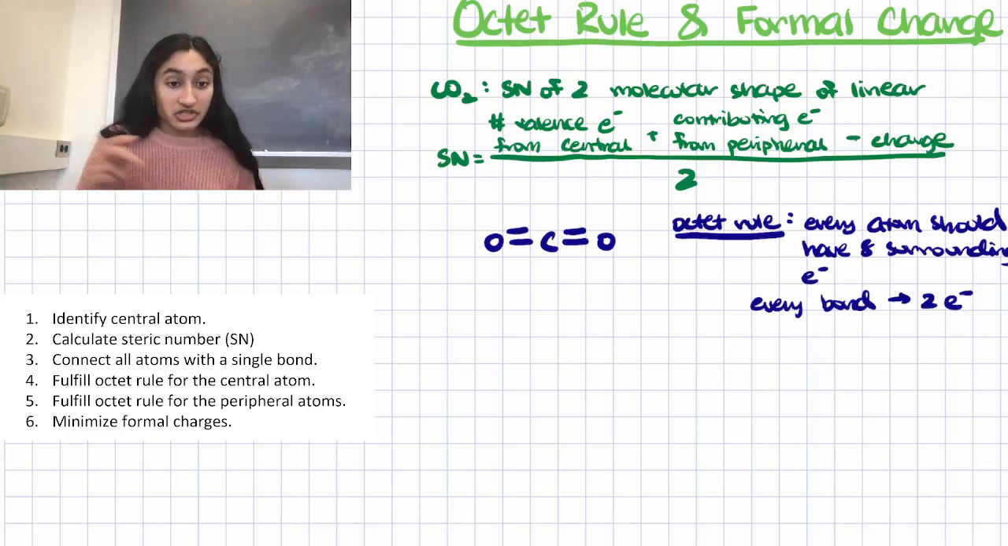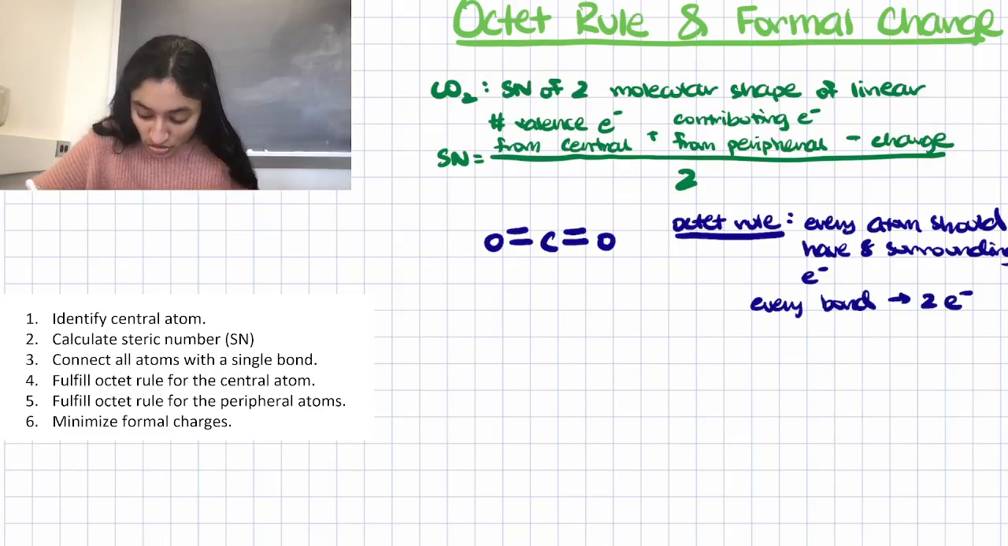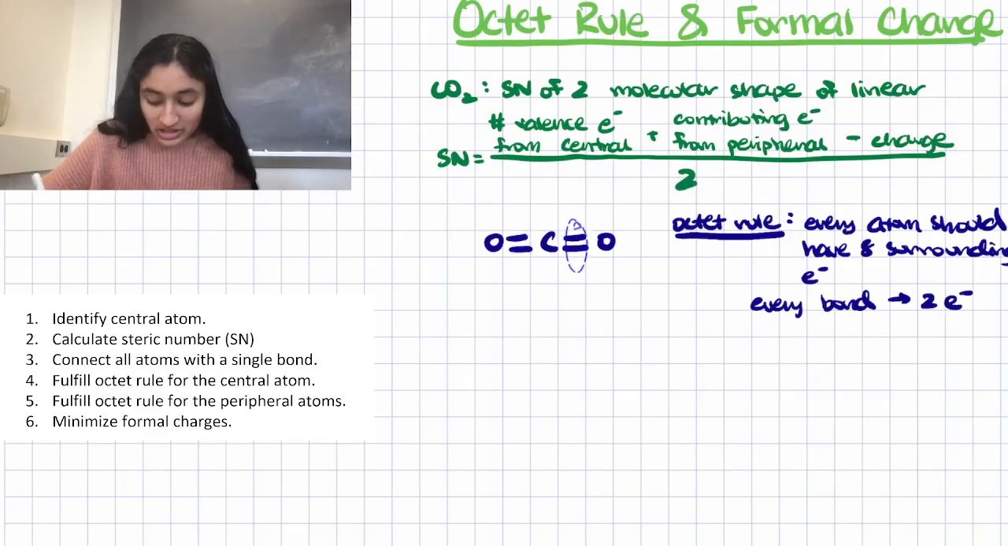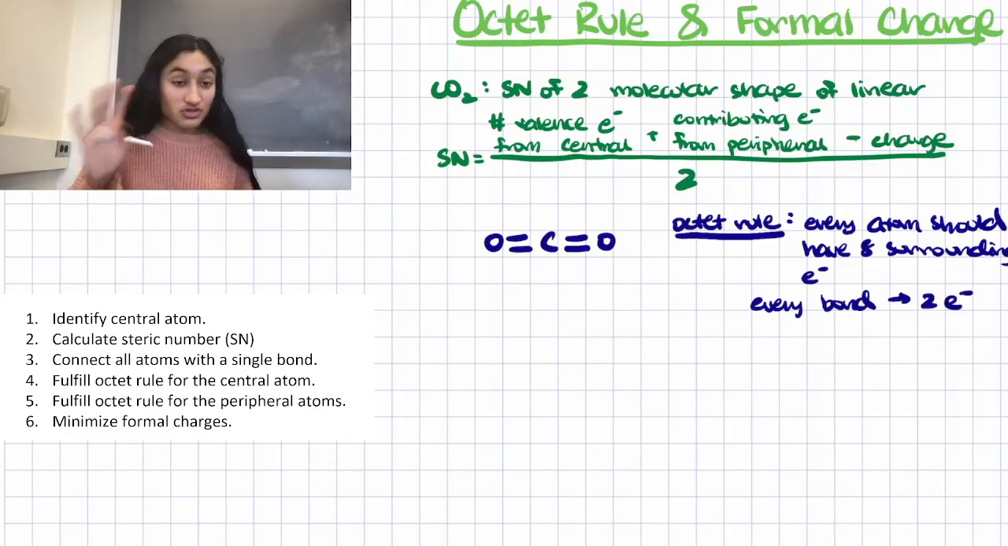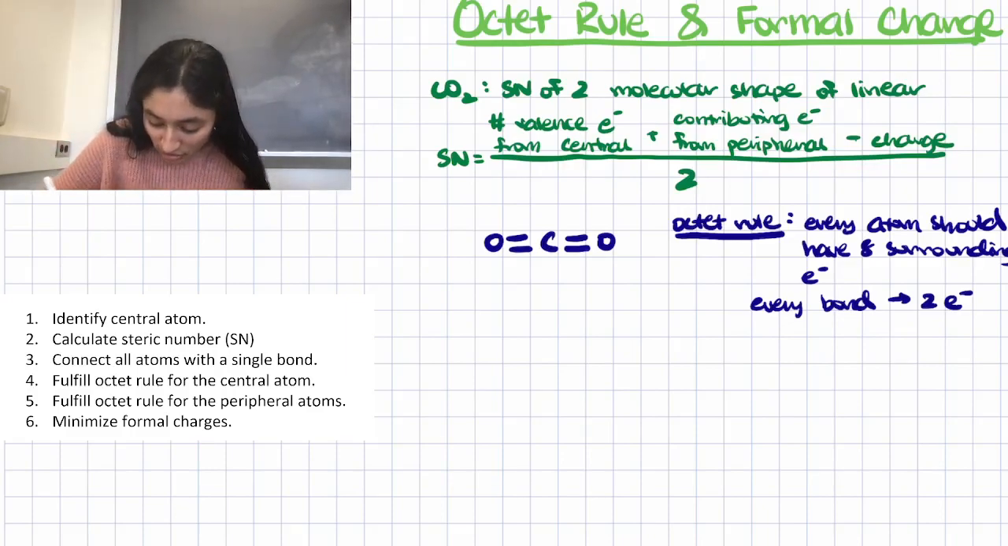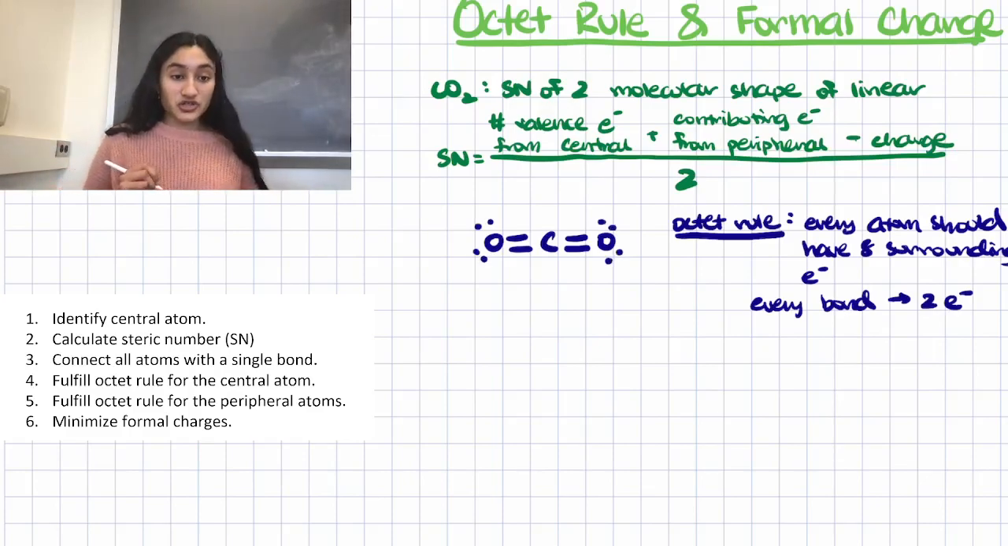Now that we've fulfilled the octet rule for the central atom, we can move to step 5, which is fulfilling the octet rule for the peripheral atoms. So each of the oxygens only has 2 bonds to the carbon. So each of the oxygens has just 4 electrons total, and we need to get it up to 8. So we're going to do this by adding lone electron pairs around both of the oxygens until they have 8 electrons total. We've now fulfilled step 5. And then step 6 is to minimize formal charges.